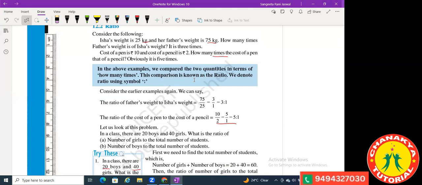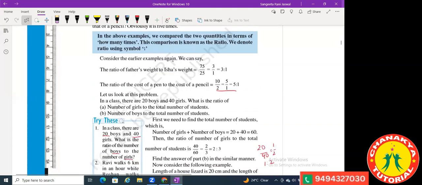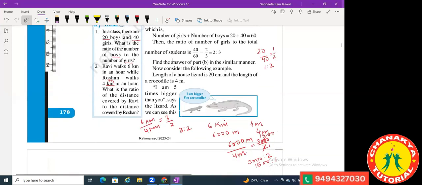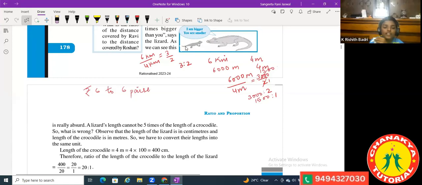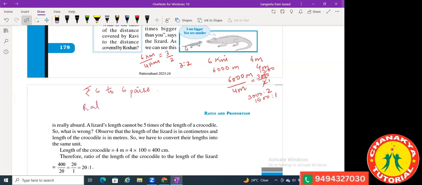Okay, now if I ask you, what is the ratio of rupees 6 to 60 paise? How will you do this? Find the ratio. Paise is equal to 600. Do it in your notebooks.